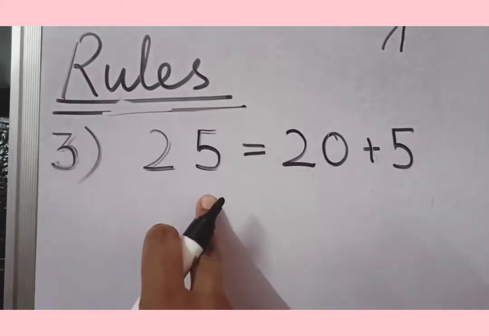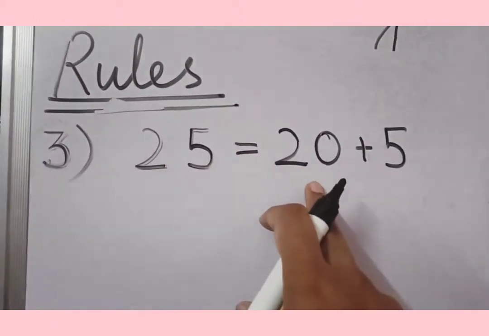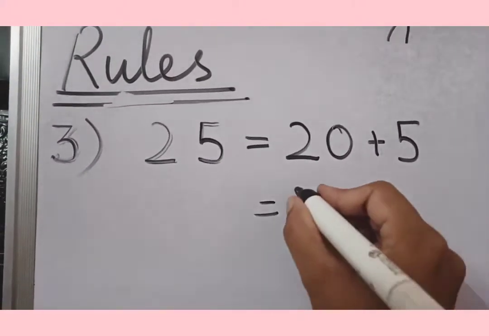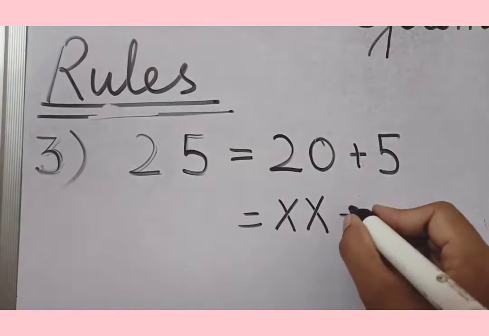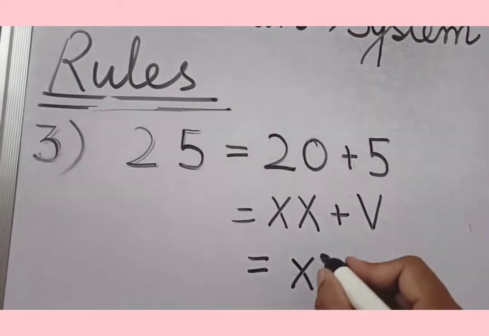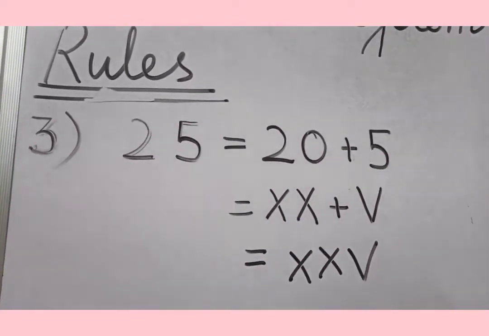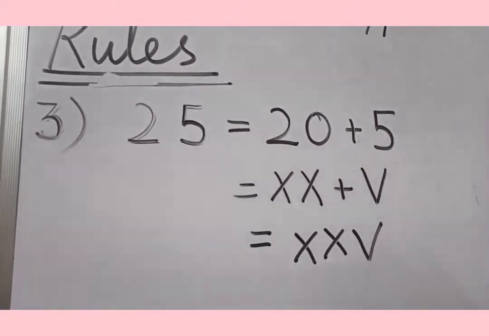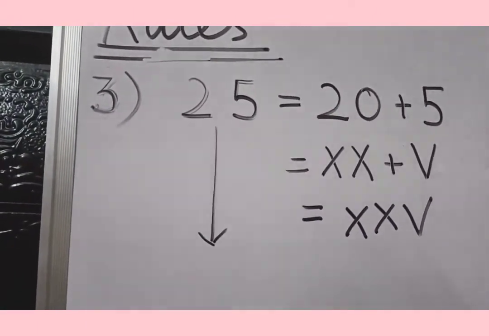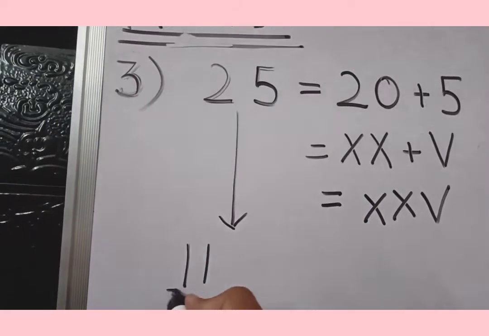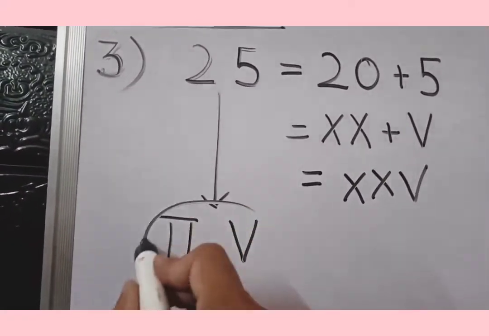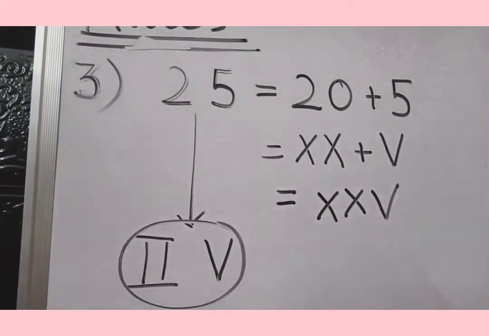So 25, where 2 is at tens place and 5 is at ones place. Now I can represent 20 by 2 X's and 5 by a V, and in the last step I can remove the plus sign and they all become together 25. Otherwise, it has been observed that students make a mistake by writing 2 like this and 5 like this, and this is a wrong method of writing Roman numbers.